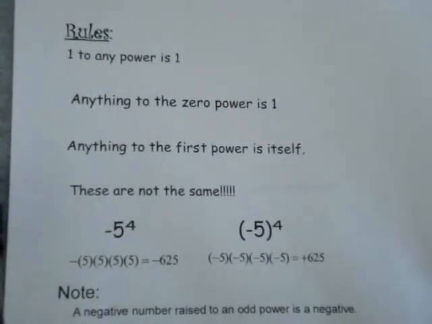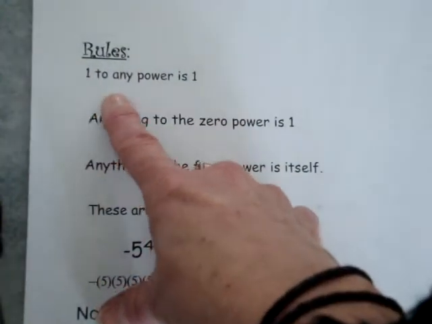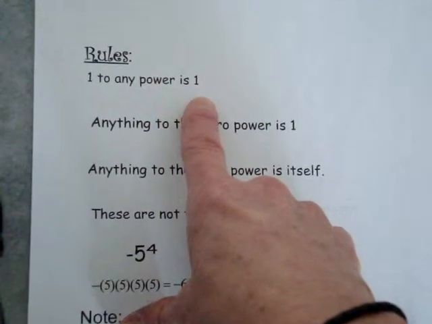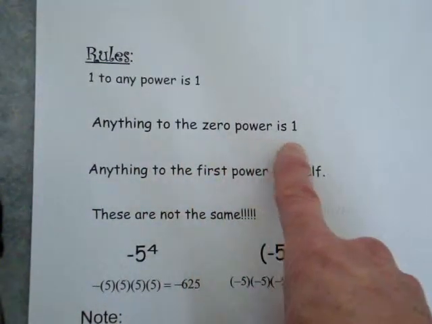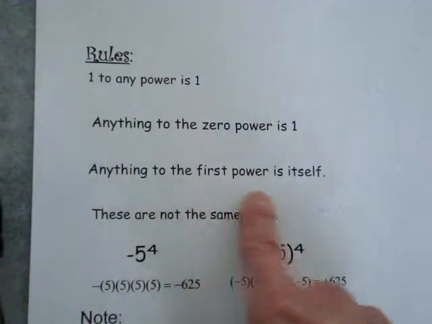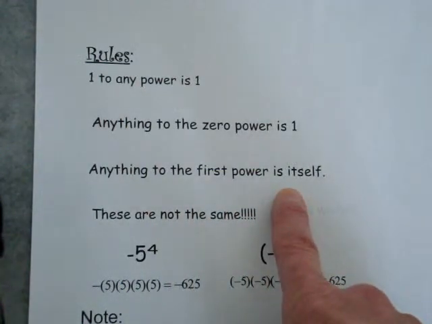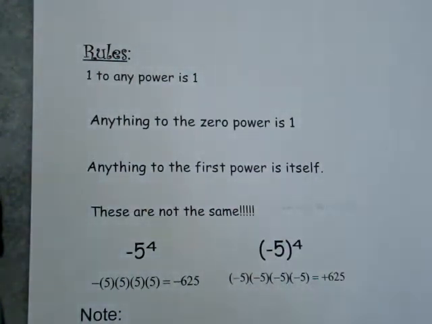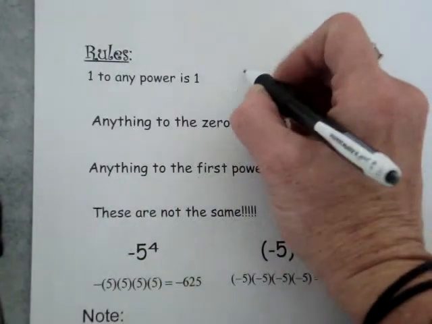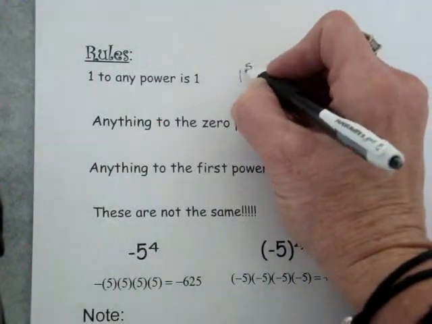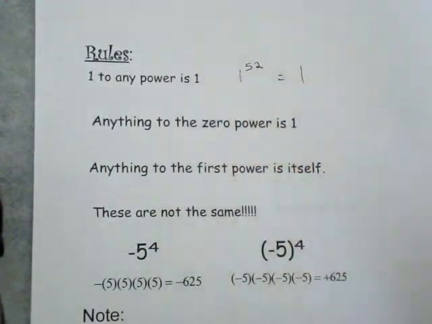Let's just go over these rules really quickly. These are review. So 1 to any power is still 1. Anything to the 0 power is 1. Anything to the first power is itself. So let me just give you an example of that. If I had 1 to the 52nd power, it is still 1.